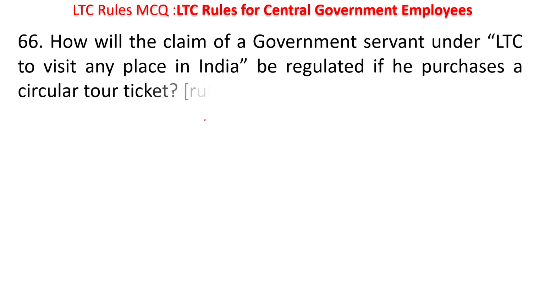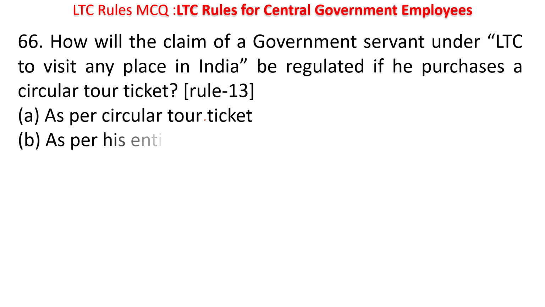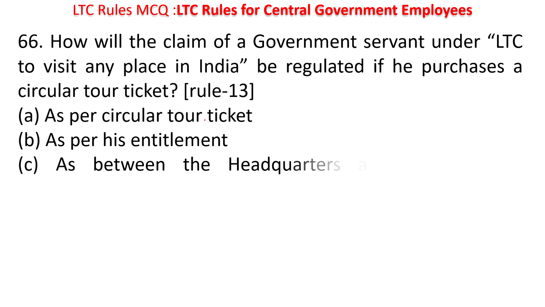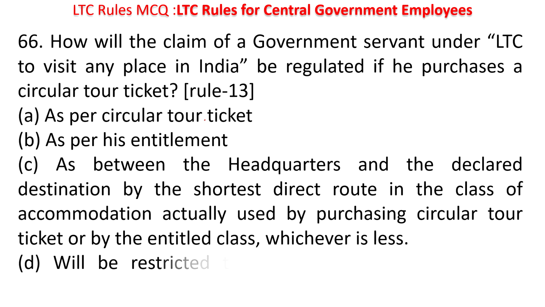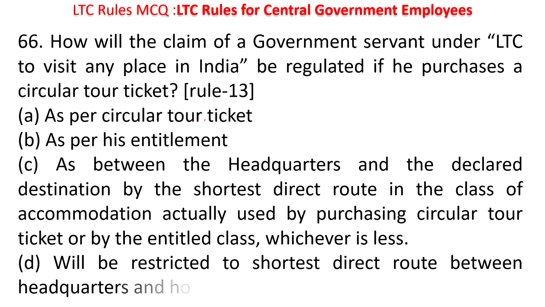How will the claim of a government servant under LTC to visit any place in India be regulated if he purchases a circular tour ticket? As per his entitlement, between the headquarters and the declared destination by shortest direct route, in class of accommodation actually used by purchasing the circular tour ticket or by entitled class, whichever is less, restricted to shortest direct route between headquarters and hometown. Your time starts now. Please post your answer in the comment section. It is as per Rule 13 of LTC rules. Okay. The answer is C.